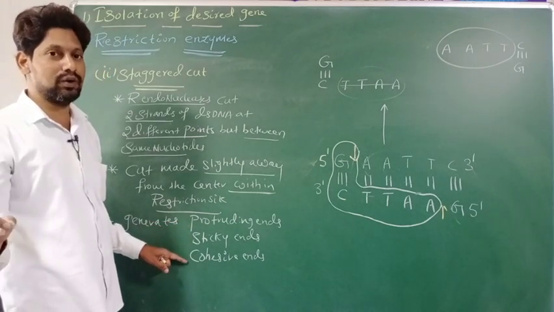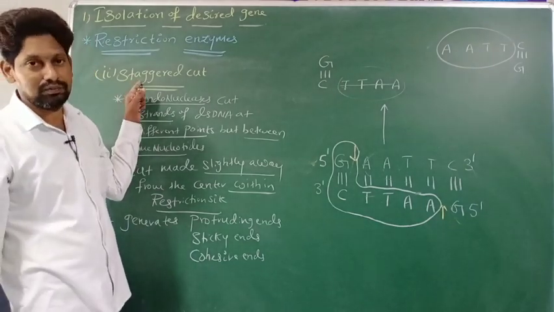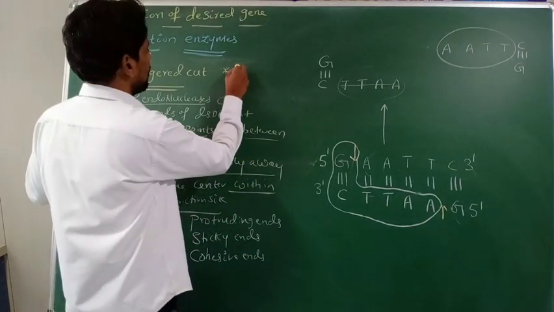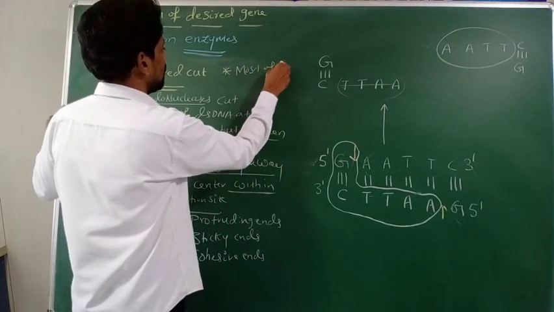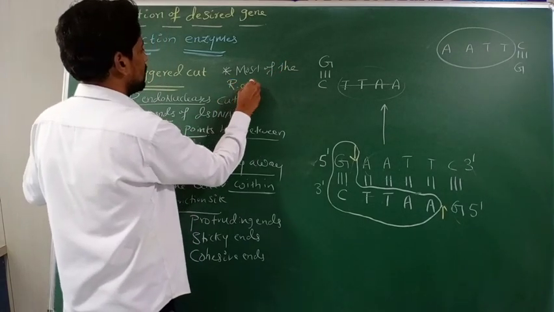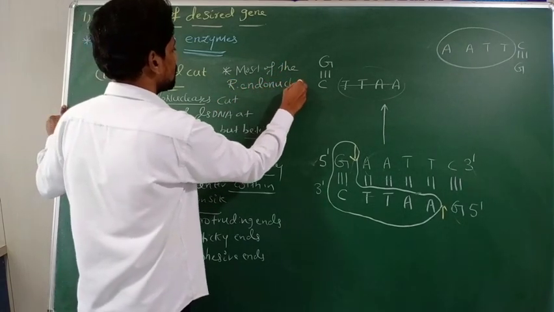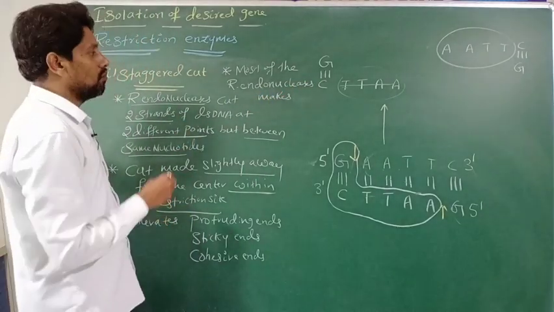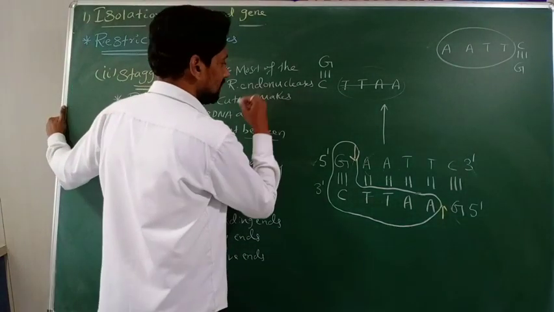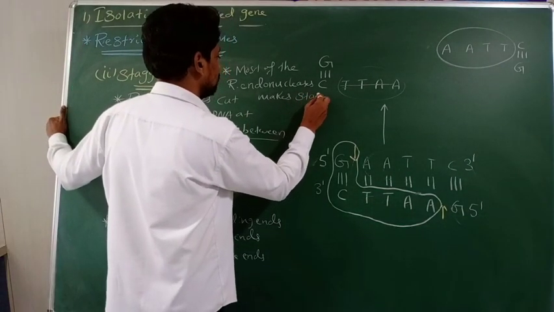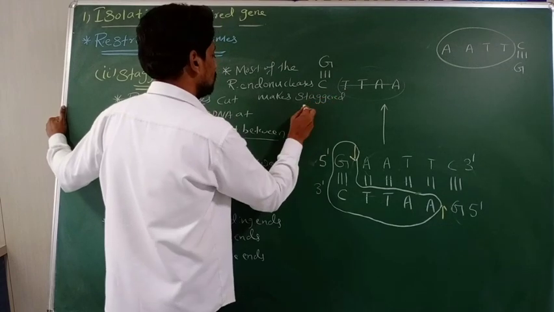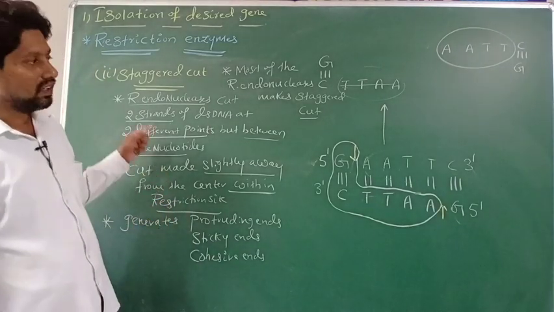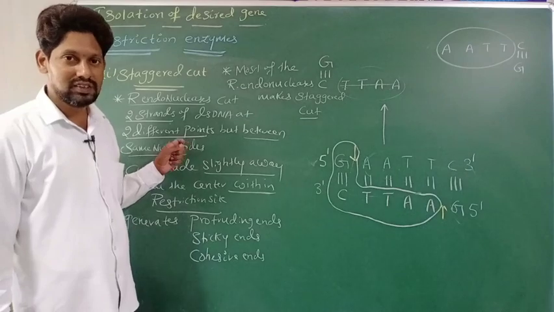Most of the restriction endonucleases make a staggered cut. Therefore, mostly which cut is made? Staggered cut is made. Is this statement okay? Most of the restriction endonucleases make which cut? Staggered cut. Most of the restriction endonucleases make a staggered cut. Is this statement clear? Is it okay? Right?